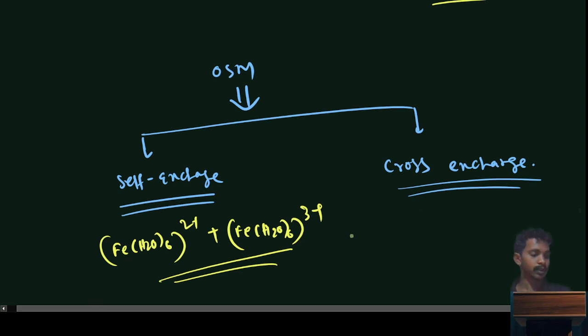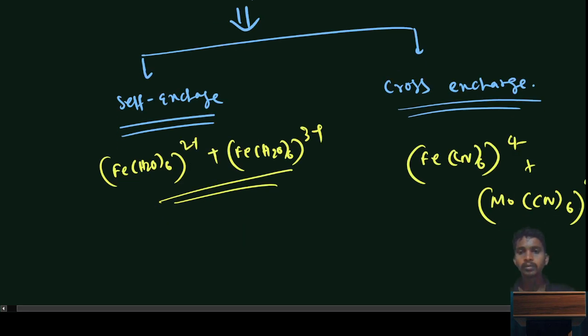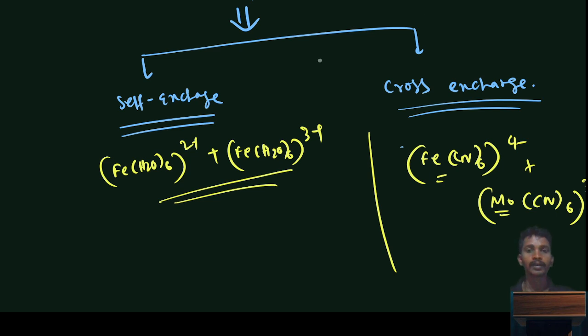Cross exchange is like if we have Fe(CN)6 4-, and molybdenum, say Mo(CN)6 3-. In this type of reaction, where the metals are different, cross exchange reactions will happen, and cross exchange reactions are generally faster than self exchange.